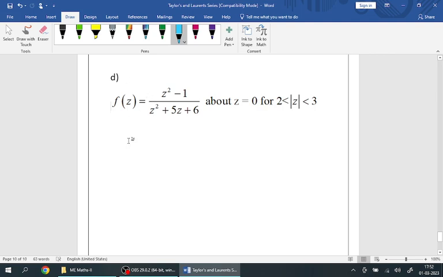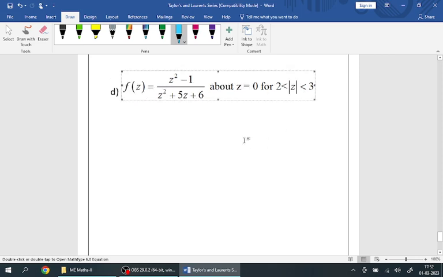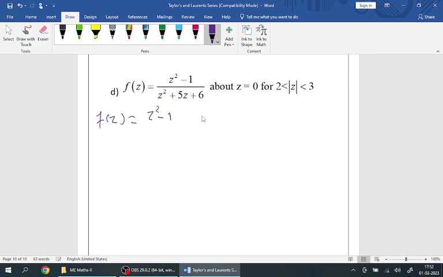Laurent series, Taylor and Laurent series. The difference is only that the denominator factors are not given. So step number 1, whenever the factors are not given, we should say f of z is equal to z square minus 1 upon, you will observe, the factors are z plus 2 into z plus 3, so that you get z square plus 5z plus 6. So step 1 is the factors.